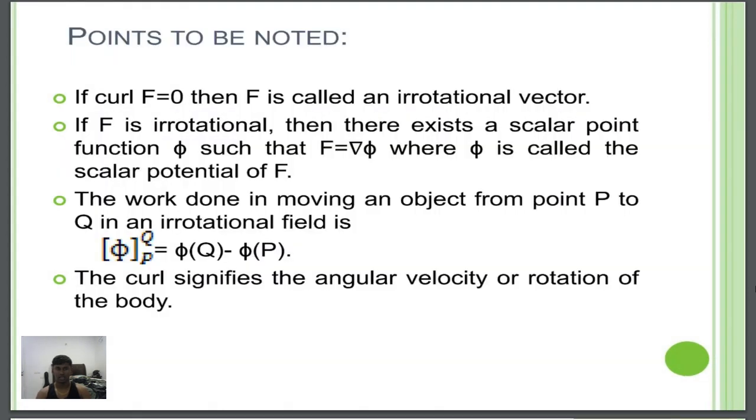Points to be noted. If curl f is equal to 0, then f is called an irrotational vector. If f is irrotational, then there exists a scalar point function phi such that f is equal to del phi, where phi is called the scalar potential of f. The work done in moving an object from point P to point Q in an irrotational field is phi evaluated from lower limit P to upper limit Q, which is equal to phi of Q minus phi of P. The curl signifies the angular velocity or rotation of the body.